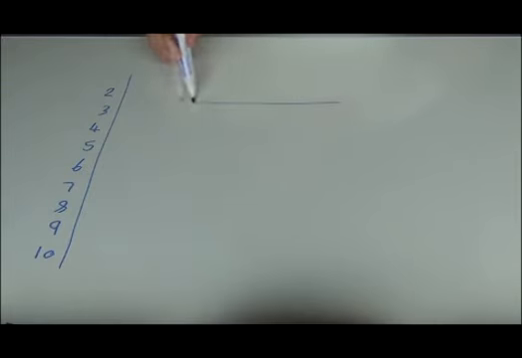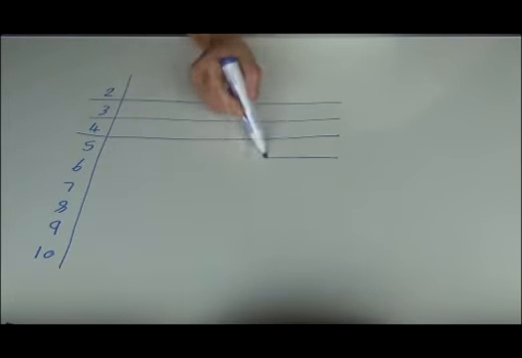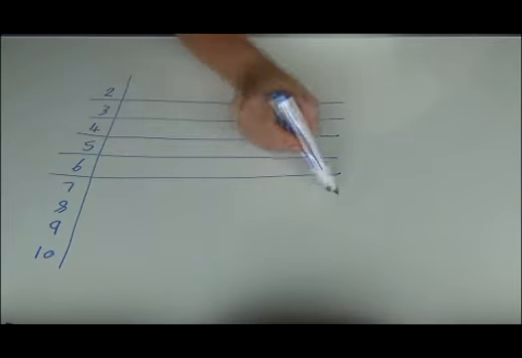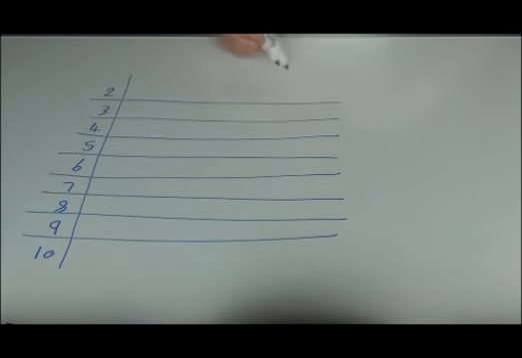So those are all my numbers. And let's put it onto a grid. And now on this part I'm going to put in the factors. Remember, factors are numbers that we can divide this one by exactly. So let's write the factors in green.